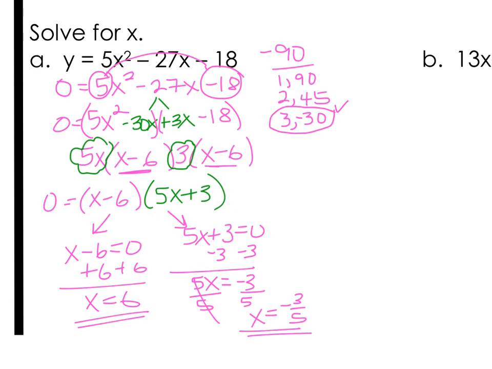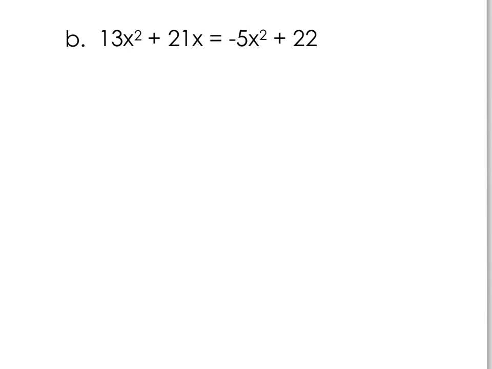And there's solving when we have to do the A times C method to factor. I truly saved the best one for last. Look at these crazy big numbers. 13x squared plus 21x equals negative 5x squared plus 22. Remember, by definition, we have to set the equation equal to 0 before we can even try to start factoring. I'm going to take the terms on the right and move them over to the left. To move negative 5x squared over, I'm going to have to add that. And I'm going to put that right underneath its like term, the 13.